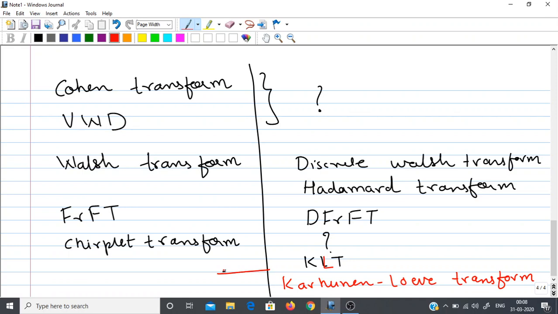I don't know what the continuous counterpart of KLT is. Now there is one more important transform, which is a transform from time domain to time domain, called the Hilbert transform. You can have the discrete version of the Hilbert transform as well. So the Hilbert transform, and its discrete counterpart is called the discrete Hilbert transform. So these are some very important and popularly used transforms for continuous time signals and discrete time signals.